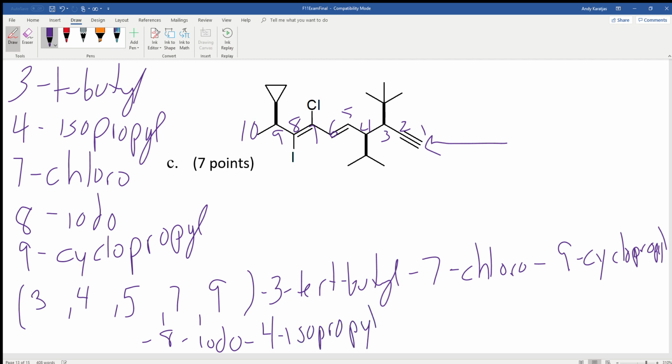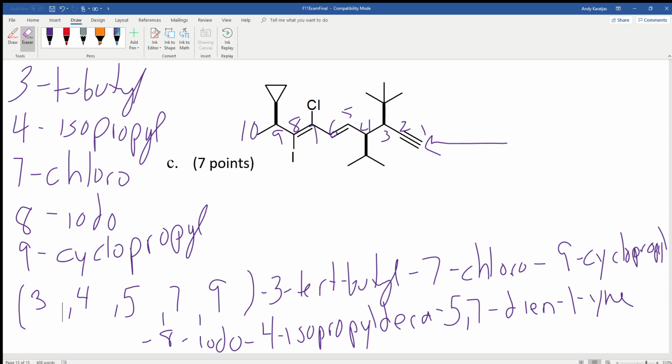Then our parent name needs to include both the alkenes and the alkynes. We can see we have a 10 carbon chain, so this is a decane derivative, so deca. Alkenes come first in the name, so 5,7-diene, because there are 2 alkenes. And then the alkyne, which starts on carbon 1, comes at the end.